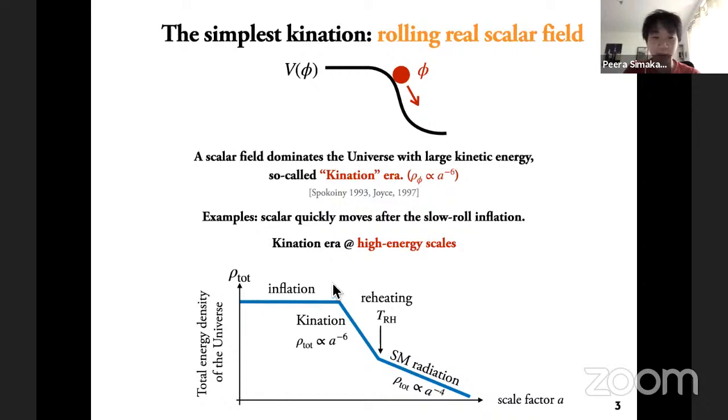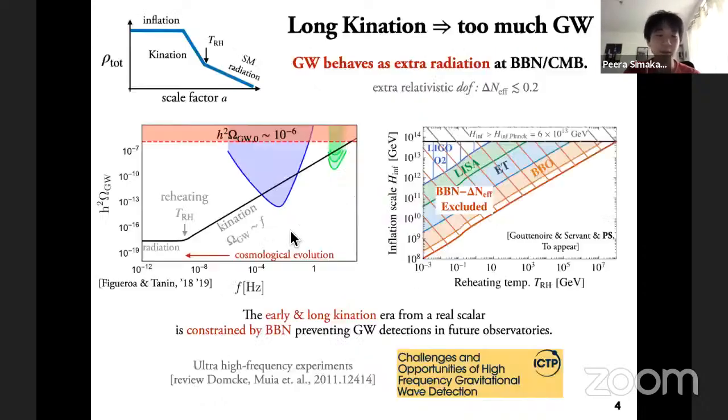We start with inflation, followed by a kination era at some high energy scale. At some point, the universe will reheat into the standard model radiation. This modified cosmological history leads to a modified gravitational wave spectrum from inflation. At high frequency, we have enhancement from kination. At some point the universe reheats, and then we get back the flat part coming from the radiation era. As we can see, kination will enhance the gravitational waves from inflation by many orders of magnitude.